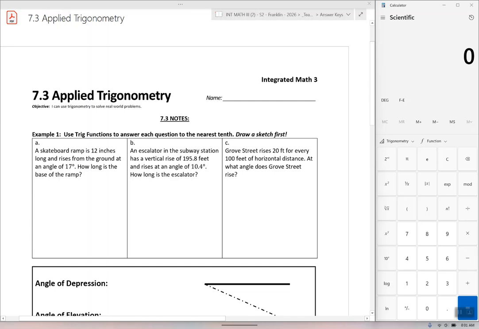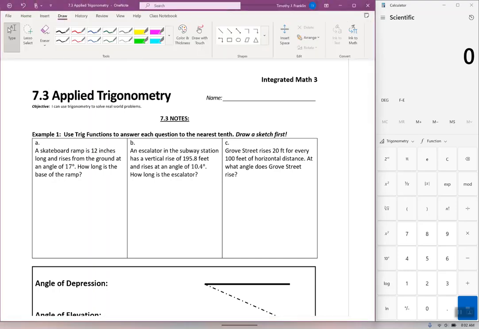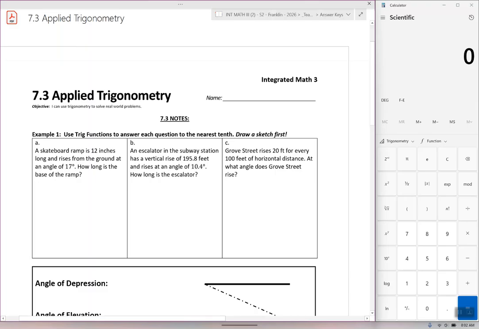All right, let's put what we have learned about trigonometry into practice. What we're going to do is read through a problem, and then we will have to consider the situation, potentially draw a picture, and then decide which trig function we need to use to solve this problem.